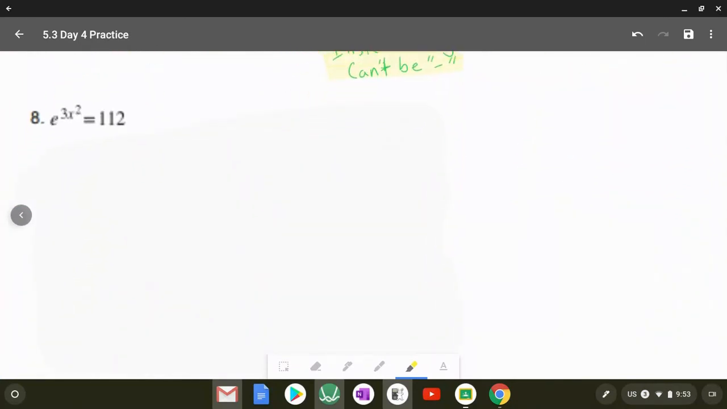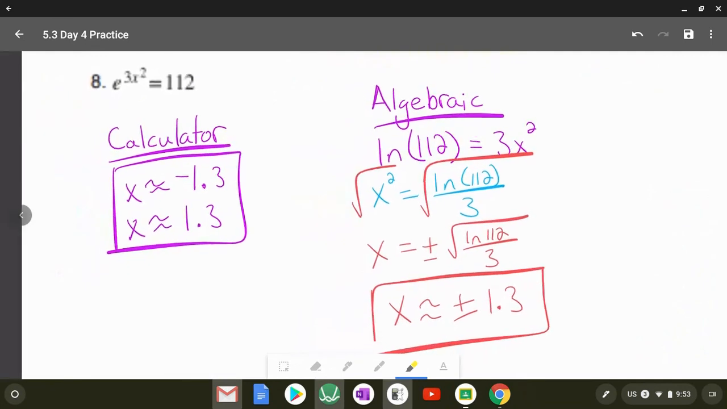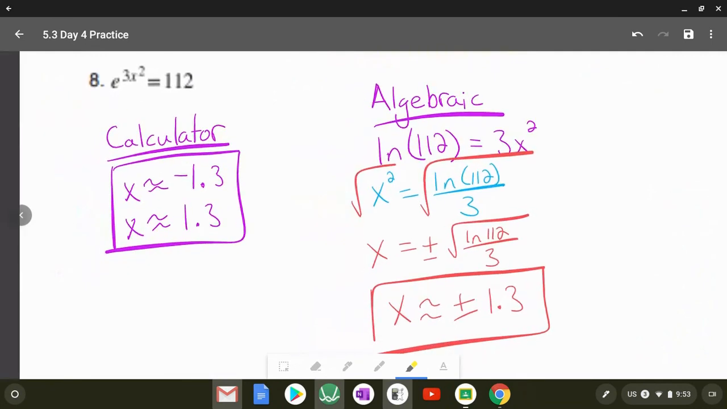If we take a look at number 8, same thing. Calculator this time has two intersections, a negative and a positive. A negative answer is not always unacceptable. You have to follow the rules. Negative can't be inside the log, but you can have a negative answer. In this case, our original equation is an exponential. So when we go through to solve it algebraically, first thing we want to do is convert it, and that's what we did here. Remember, the base of the log matches the base of the exponent.